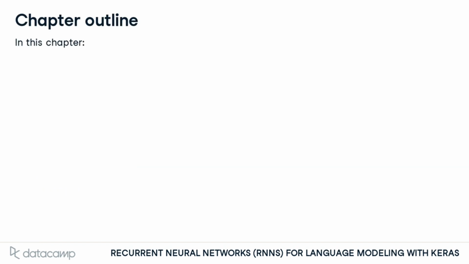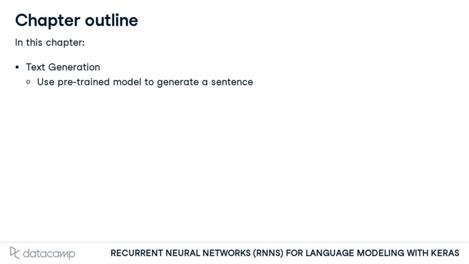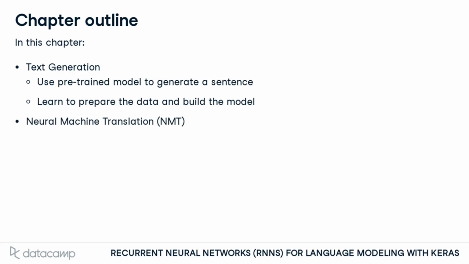In this chapter, you will learn in more detail about text generation and neural machine translation models. First, you will learn how to use a pre-trained text generation model to generate sentences. Then, you will learn how to prepare the data and build the Keras model for this task. Finally, you will do both steps for neural machine translation. Prepare the data, build a model, and use it to translate Portuguese to English.